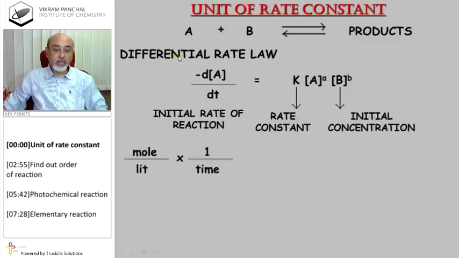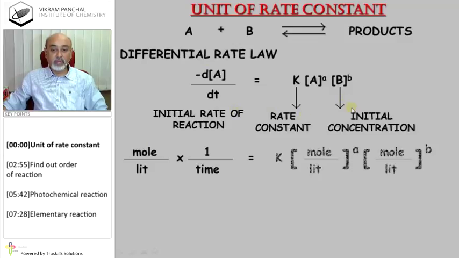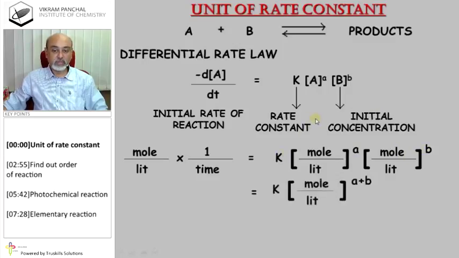Now, the unit of initial rate of reaction is moles per liter into 1 upon time. Concentration will be moles per liter. So for A we write moles per liter raised to small a, for B we write moles per liter raised to small b, and K is the rate constant. So, K is equal to moles per liter raised to a plus b.